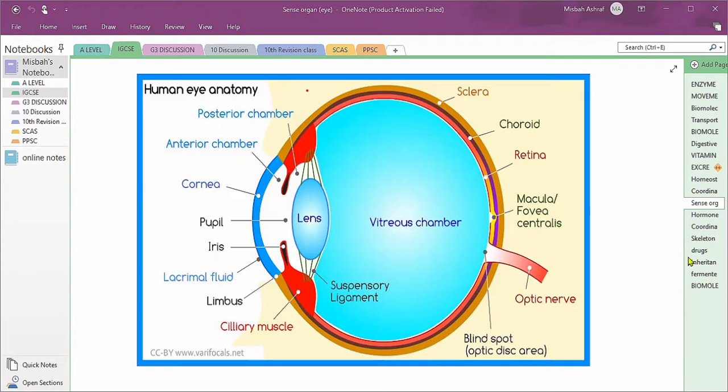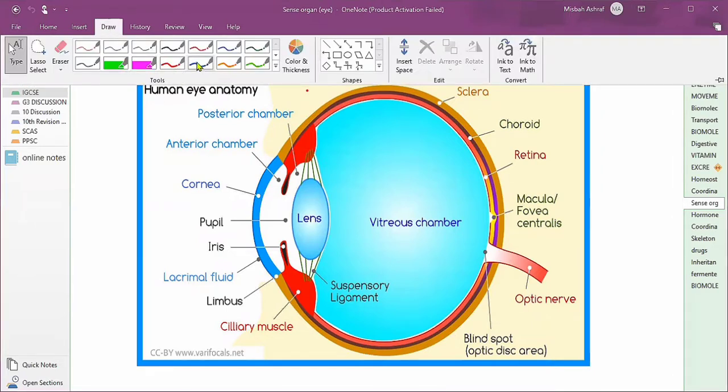Right after excretion, we have completed homeostasis, and now we are going to study the sense organ, that is the eye. So I will try to complete this by today. But if we are not able to complete this today, then we will continue in the next class. Okay?